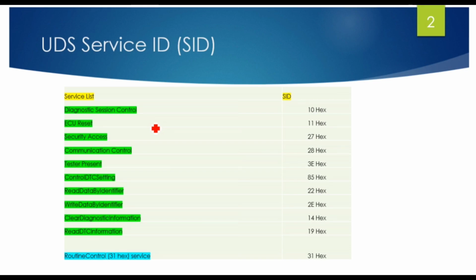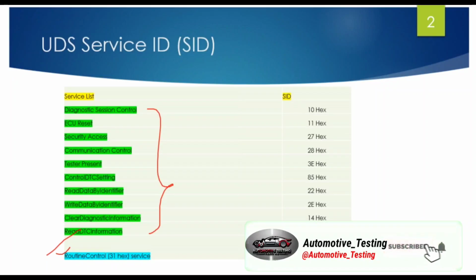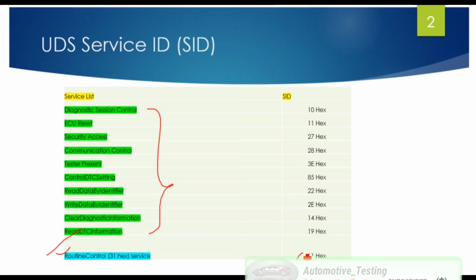So till now in this UDS series, we have covered this green highlighted one. The only one remaining is routine control, and the service ID is 31. So in this video, I will be explaining all about routine control. What is routine control? Why do we use this? And what is its importance in automotive? So let's get started.